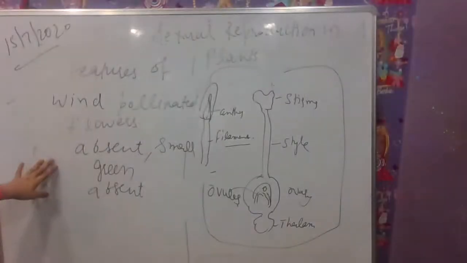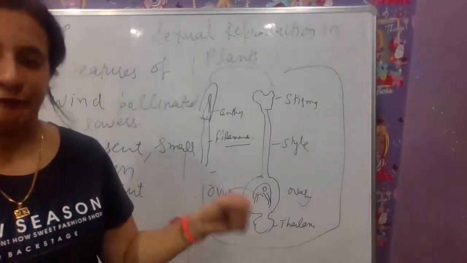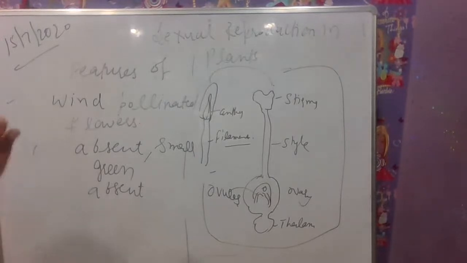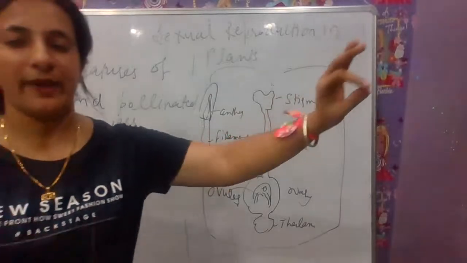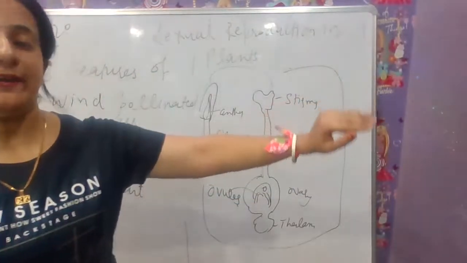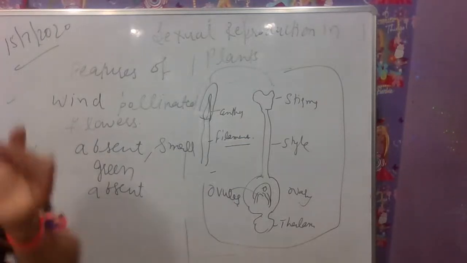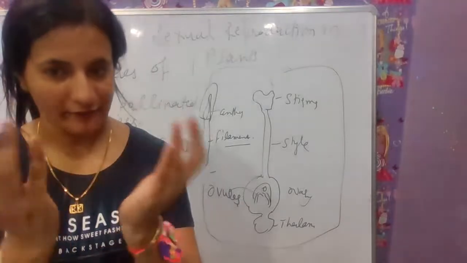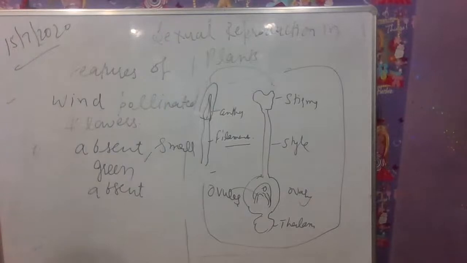Okay. So beta, next character is stigma. Stigma is again large, feathery, hanging outside the flower to catch the pollen carried by wind. Next, pollen is present in large amount, light pollen grains which are easily dispersed by wind. And bract is sometimes present. Bract is a modified leaf, like in onion. Okay, this was about insect pollinated flower and wind pollinated flower.